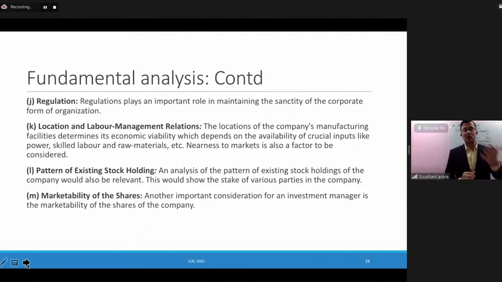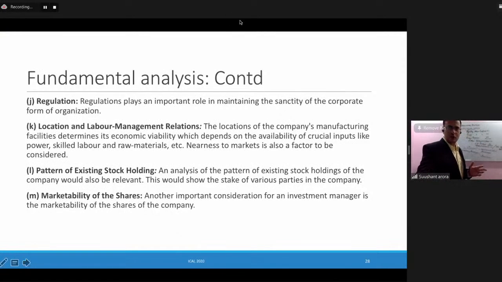Pattern of existing shareholders. This is very important and we tend to overlook that. I'm sure 99% of people overlook that. I'll show you today how you can see that. What is basically the shareholding pattern? See, when you start a company, let me show you over here.